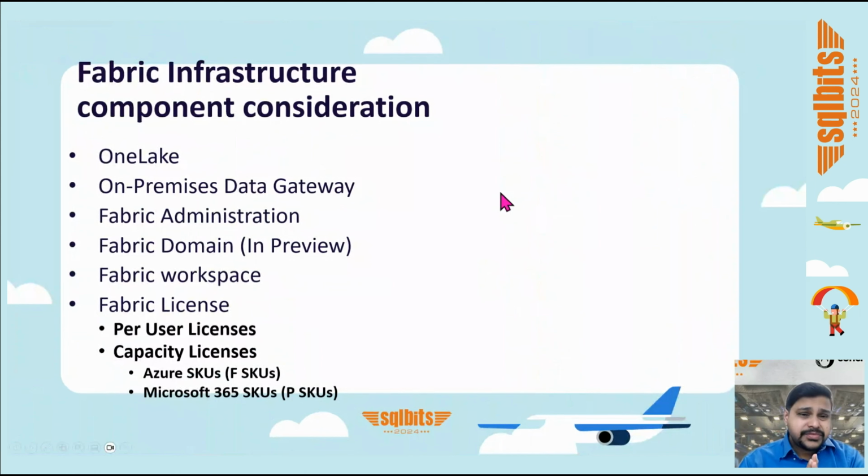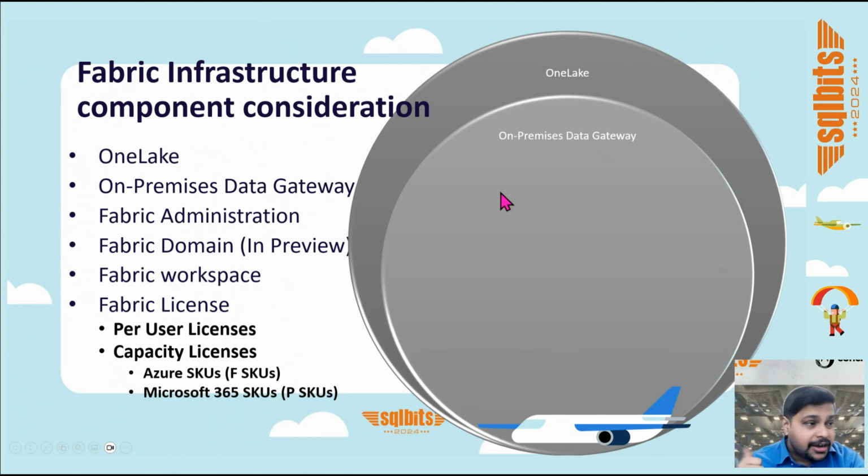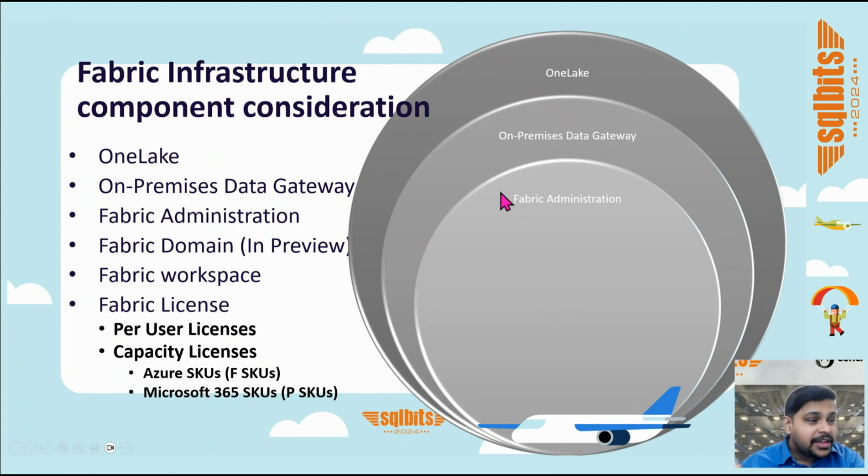Now let's talk about something else, which is what various components you need to consider when you are talking about the Fabric infrastructure. After looking at those 12 steps, now we are changing our focus to various components, right? In the components, you have OneLake, you have the on-premises data gateway. These are very important because if your data is on-prem, you need to have a gateway to fetch the data from on-premises. Fabric administration is the key.